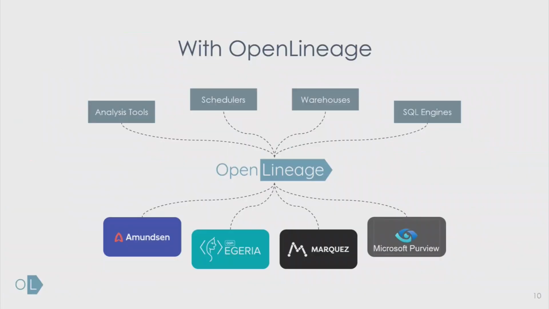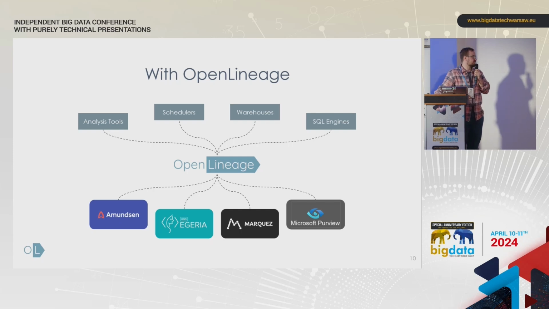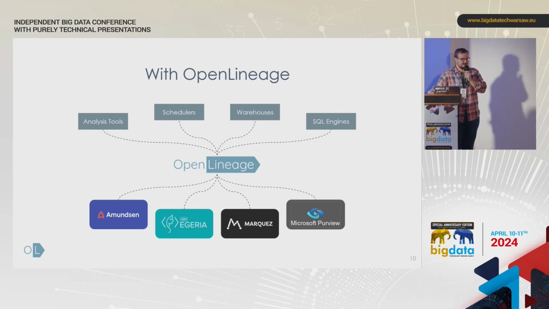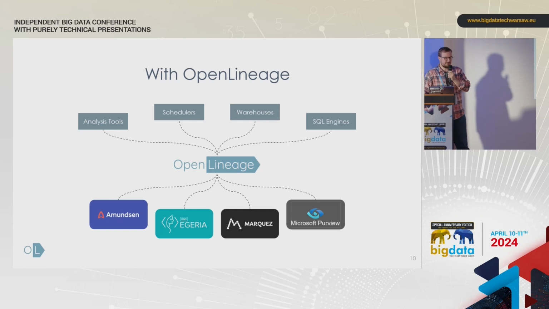So after OpenLineage, the ideal situation would look like this. You have all of those tools that produce data, consume data, and anything that can visualize it and use it can just use the raw OpenLineage data.